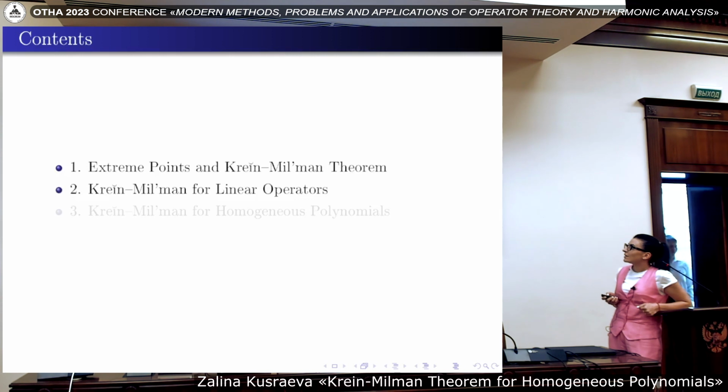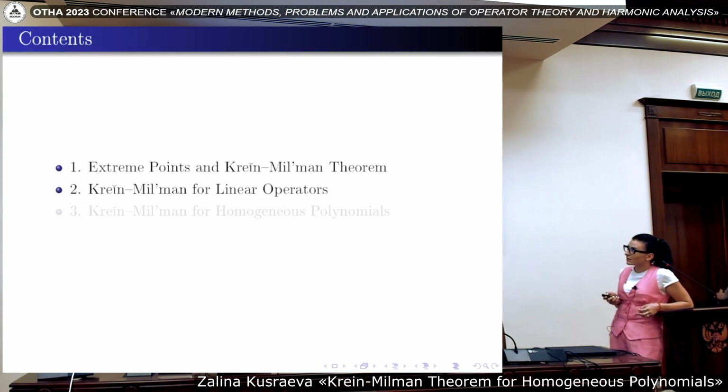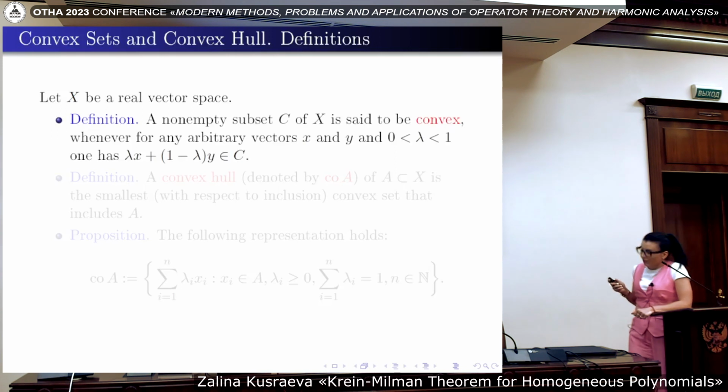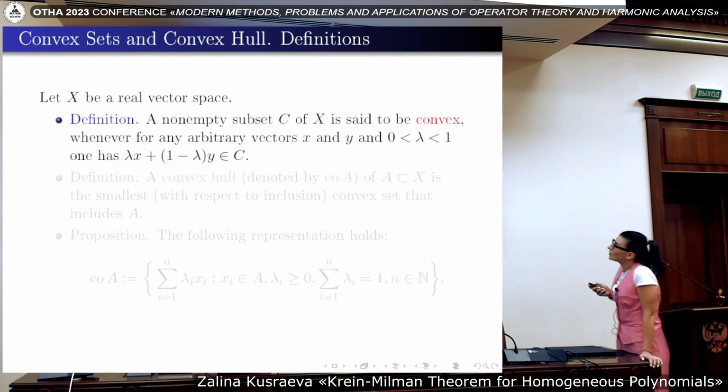The second part is Krein-Milman type theorem for linear operators. And after that, I'll present the main result of this talk. This is Krein-Milman type theorem for homogeneous polynomials. So let me start with the definitions.